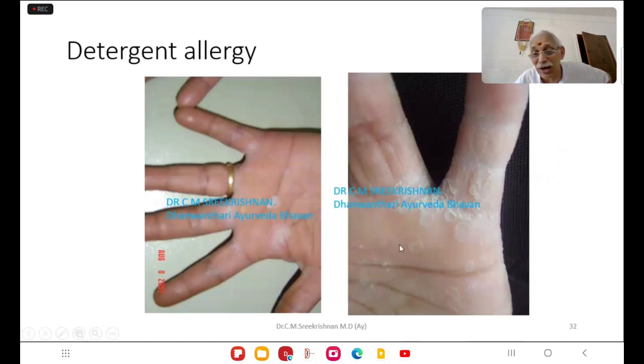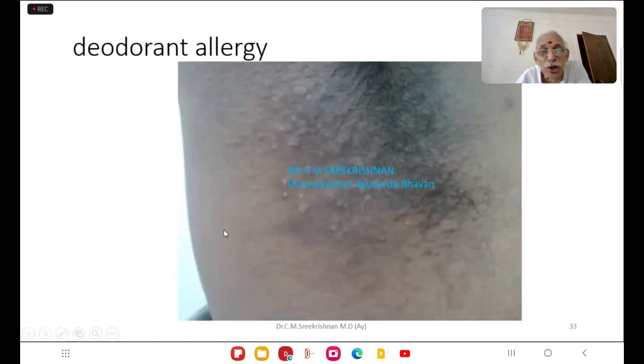Here, detergent allergy, in housewives. Nowadays, it is not only housewives, boys also. Gents and ladies both are working in the kitchen, due to mutual understanding. So this is a detergent allergy from using it in the kitchen. This is deodorant allergy. Actually, some cosmetics are used to avoid the bad smell of the axilla, people are using deodorant. But when it is used more and more, this type of allergy will come.